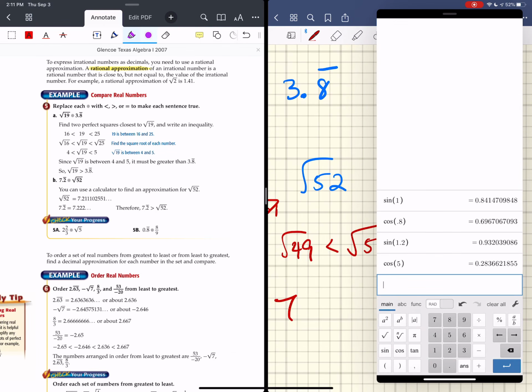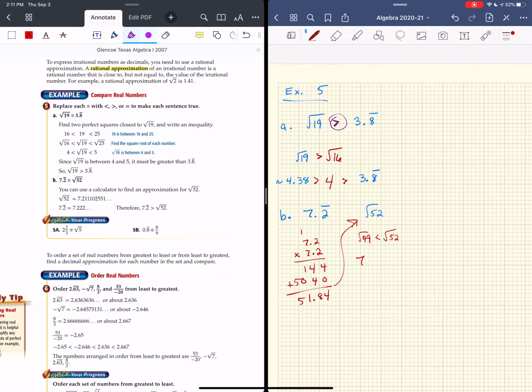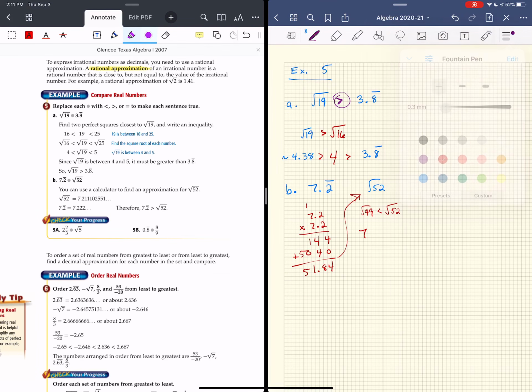Let's do that now. And let's find out square root 52. There it is, 7.2111, on and on forever. Well, not forever, but without repeating. But remember, this one was 7.2 repeating, which is going to be 7.2222, on and on forever. You can see 65 over 9, which ends up being the same thing as 7 2/9. So they're very close, but what this ends up meaning is that the 7.2 repeating must be a little bit bigger. And again, it was really the calculator that helped us do that there.